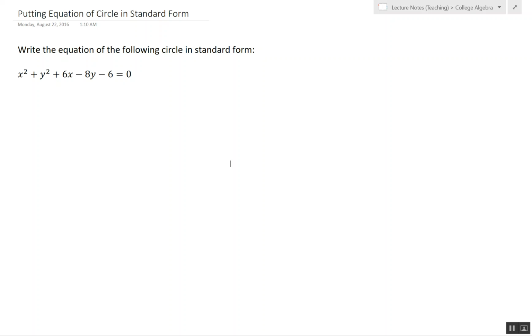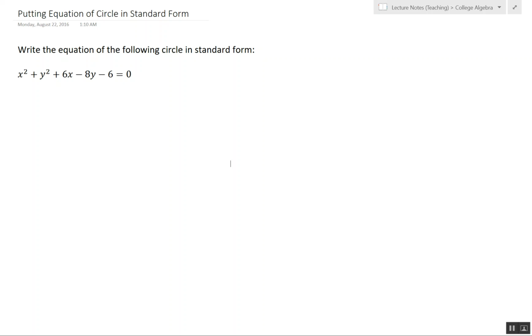Hi everyone, the last circle problem here, and this time we're giving a circle not in standard form. And so what we need to do is put it in standard form, because as we saw in the last video, that's the easiest way to graph a circle. So this involves completing the square, which is something you should know already in this course. We will review it later on when we study quadratic equations.